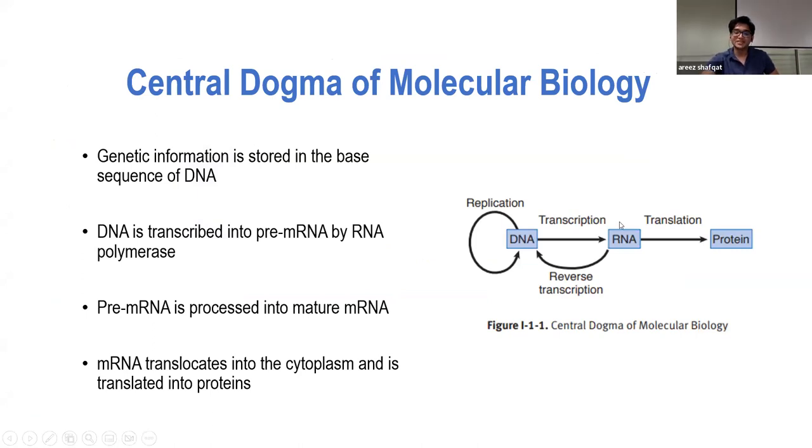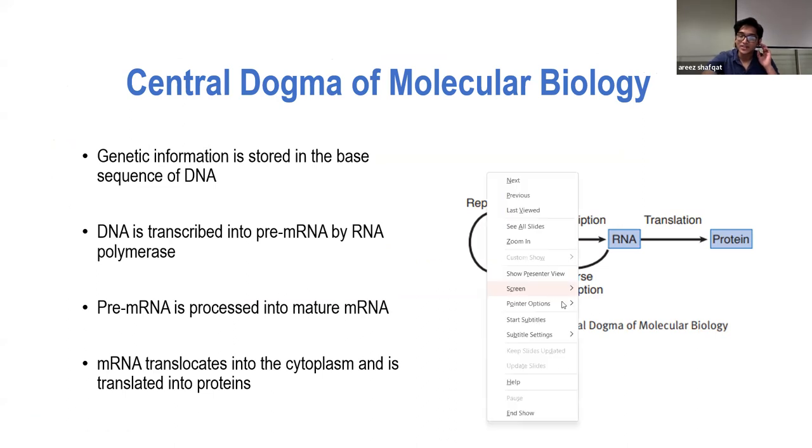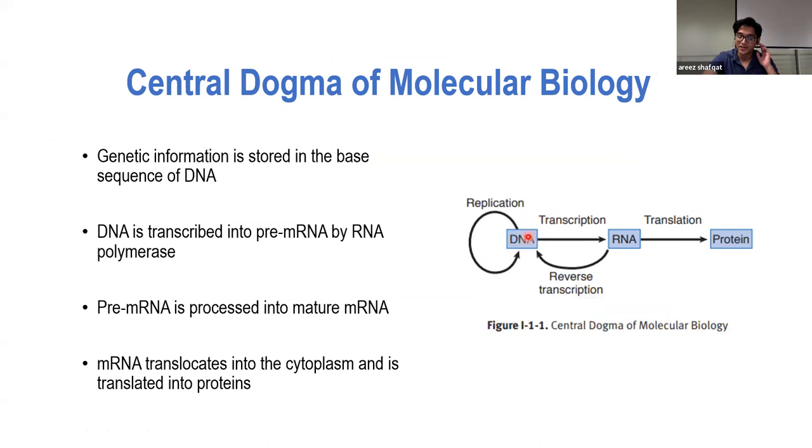Before we begin this lecture, I would like to focus on the central dogma of molecular biology. Basically, you have DNA in the nucleus. That DNA gets transcribed into messenger RNA. That RNA then gets moved out into the cytoplasm, gets bound by an organelle called a ribosome, and then it gets translated into a protein.